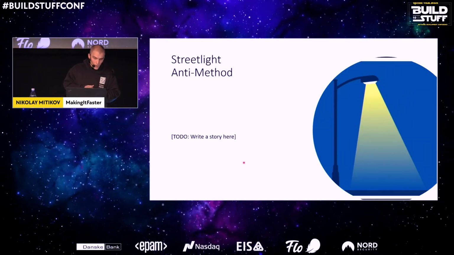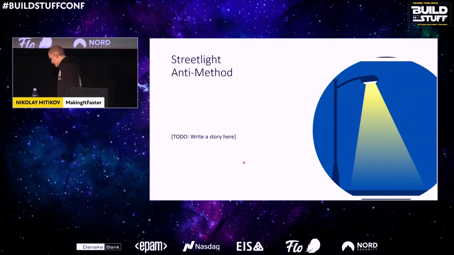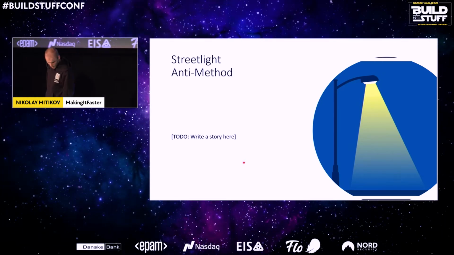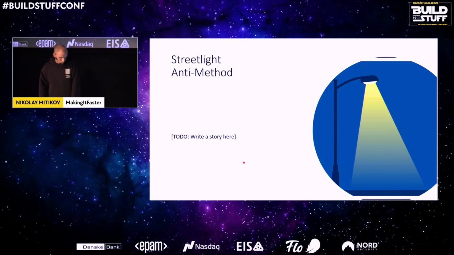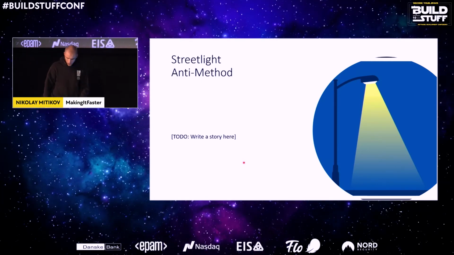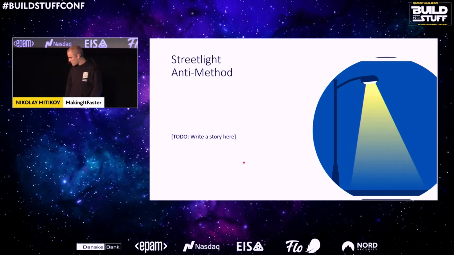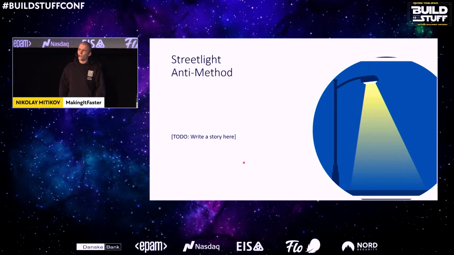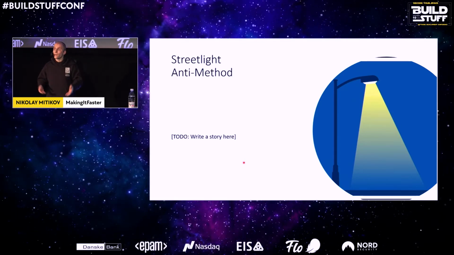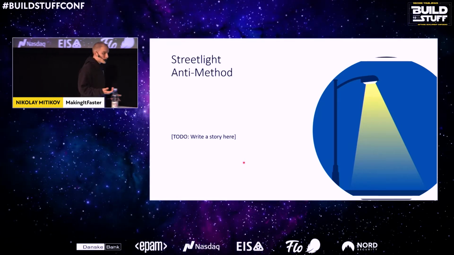Street light anti-method. So a guy stands next to the street light trying to find his car keys. Another one approaches him and asks, what are you doing? He's like, I'm looking for the keys in here. They're looking together for a few minutes. The guy asks, are you sure you've lost your keys here? And he's like, no, I've lost them over there. But why are we looking here? Because the light is here, man.